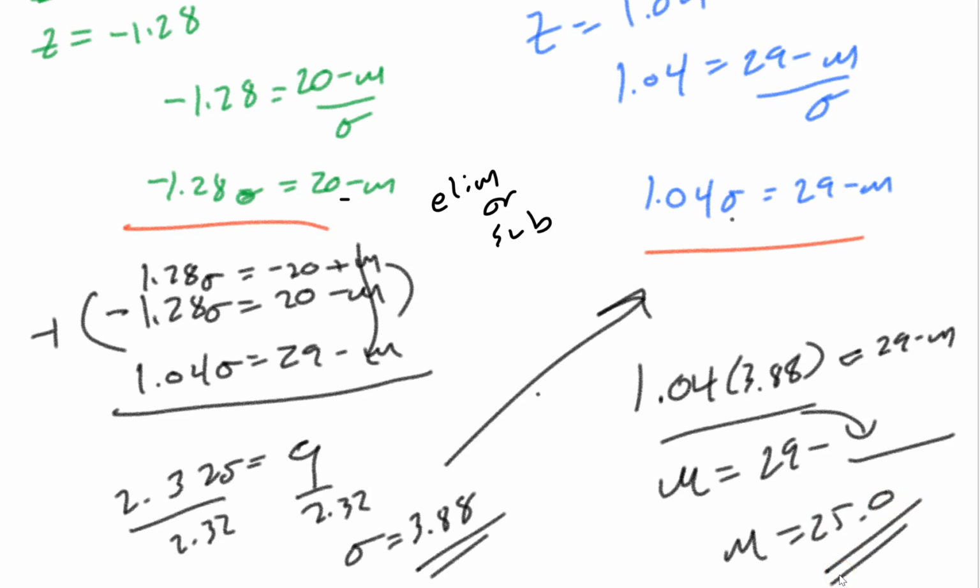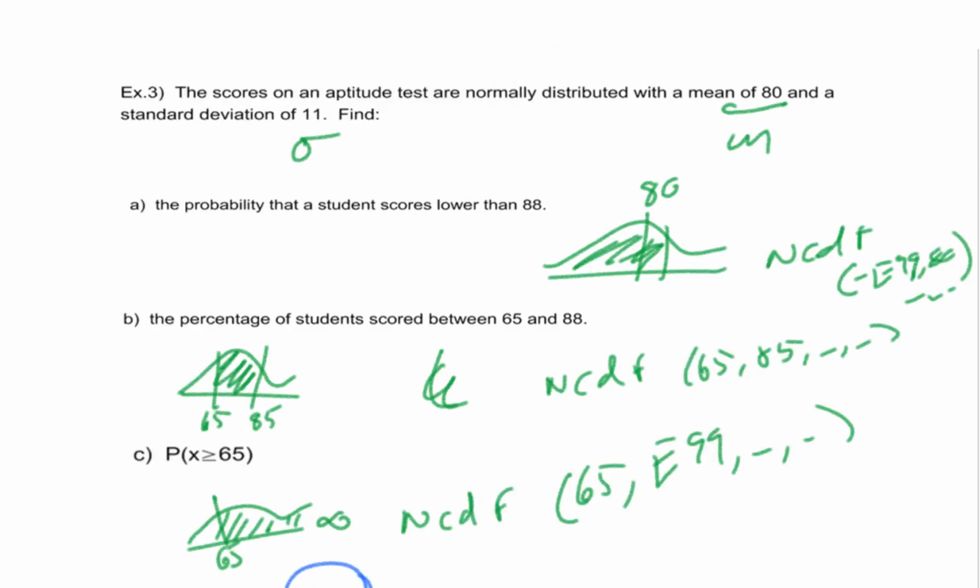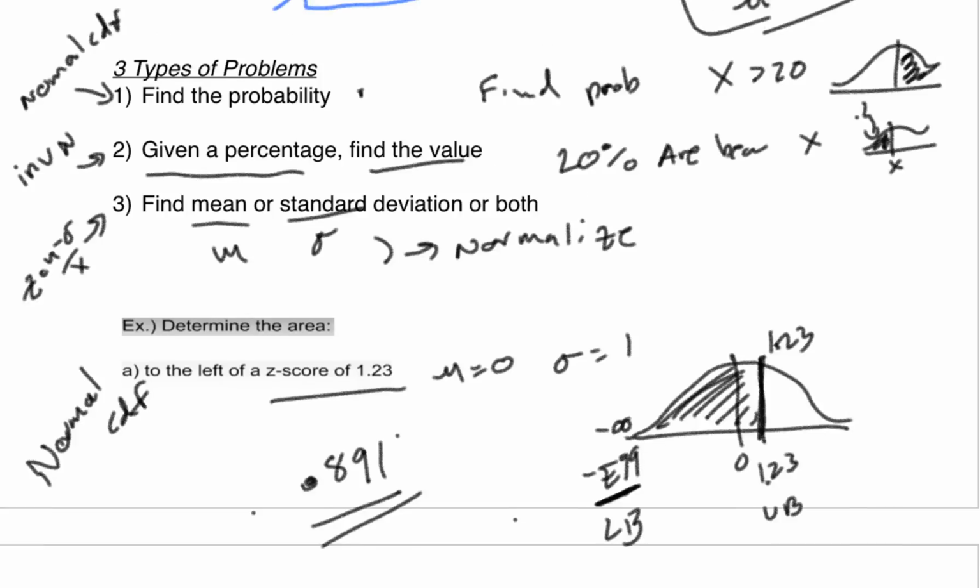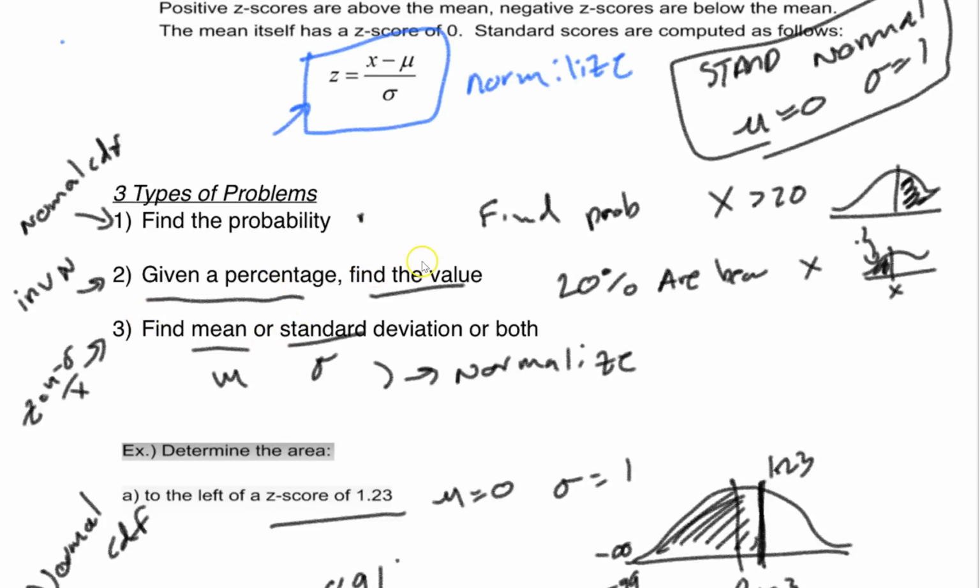And that's the idea. So keep in mind, there's only 3 types of normal problems, right? The normal one, where I just say, what's the probability? You just do normal CDF, lower bound, upper bound. If I give you percentage, inverse normal. If you're missing one, you got to use the z value. And then find z, plug it in, do some math. And that's it.